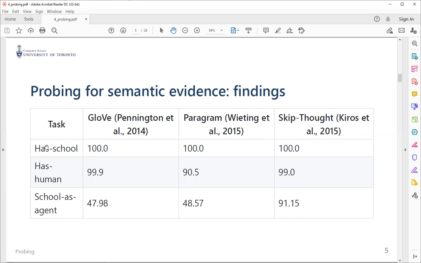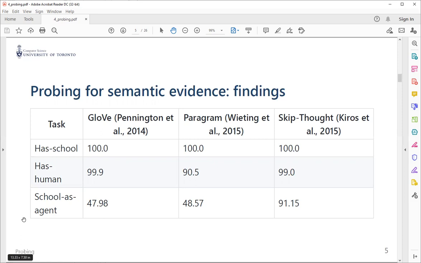And the has-school and has-human tasks are easier for the models. These are basically detecting whether the sentence contains a school or a human. But the school-as-agent task requires the model to encode some of the semantics. So you can't simply get high performance by detecting whether the sentence contains certain words.